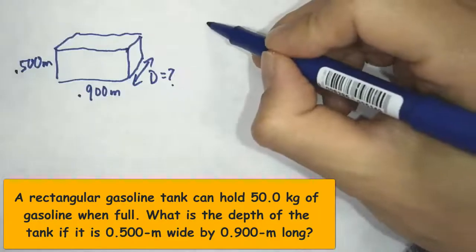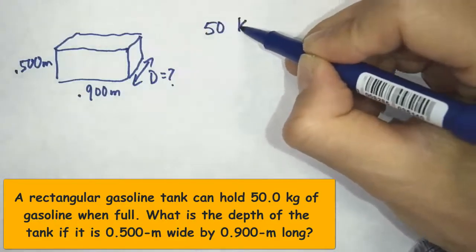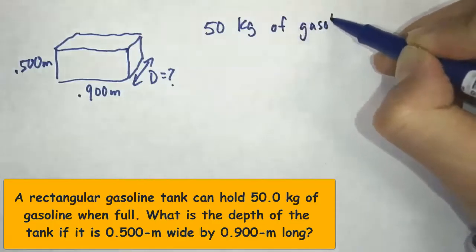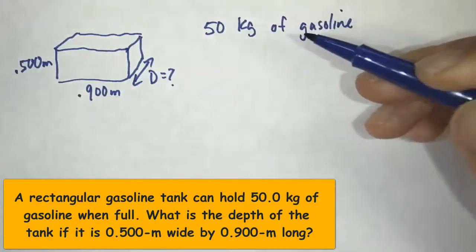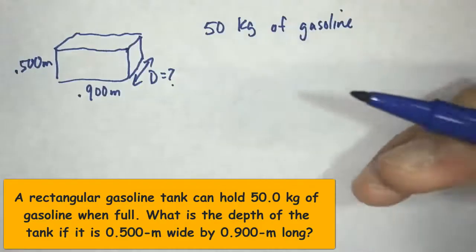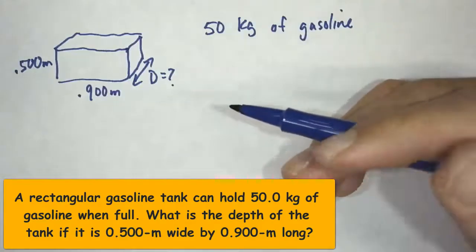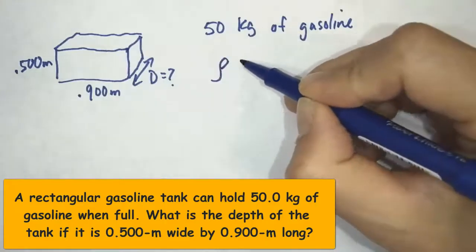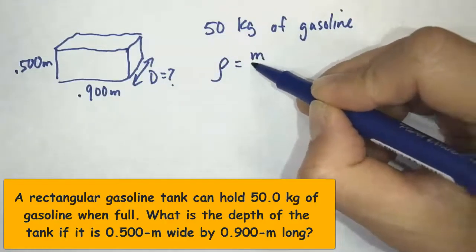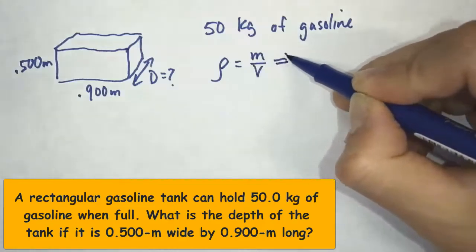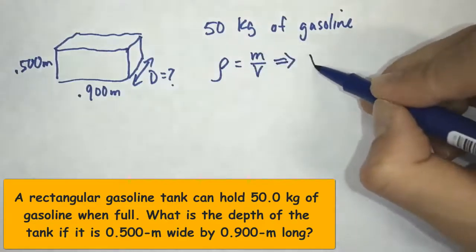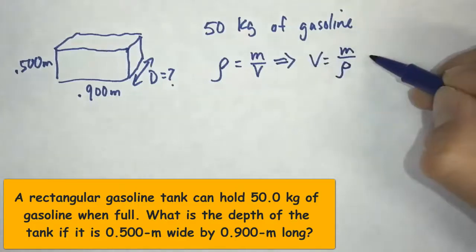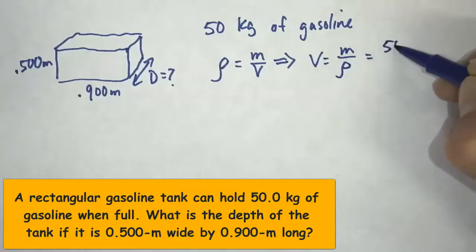Okay. So we have 50 kilograms of gasoline. We know that the gasoline, when it's filled, has a mass of 50 kilograms, and we want to find the depth. The first thing we want to do is find the volume. So once again, we start with our density equation, which is equal to mass divided by the volume. I'm going to rearrange this and solve for volume. So volume is mass divided by the density, and the mass is 50 kilograms.